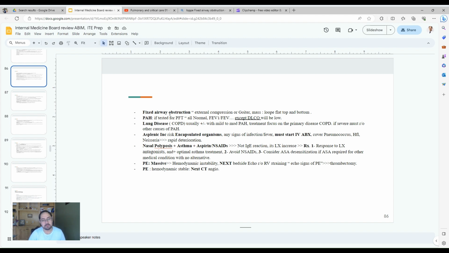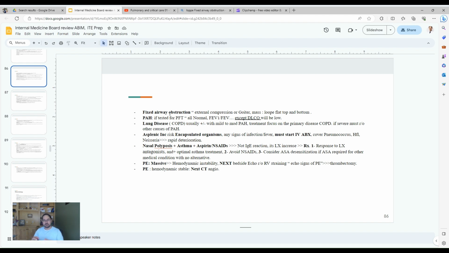Nasal polyposis, asthma, aspirin, and NSAID use. This is the aspirin nasal polyp syndrome. It's not IgE mediated, it's leukotriene mediated, and they respond very well to leukotriene antagonists. Again, you also need to optimize the asthma and avoid NSAIDs and aspirin. If aspirin is indicated and there is no alternative, you need to do aspirin desensitization.